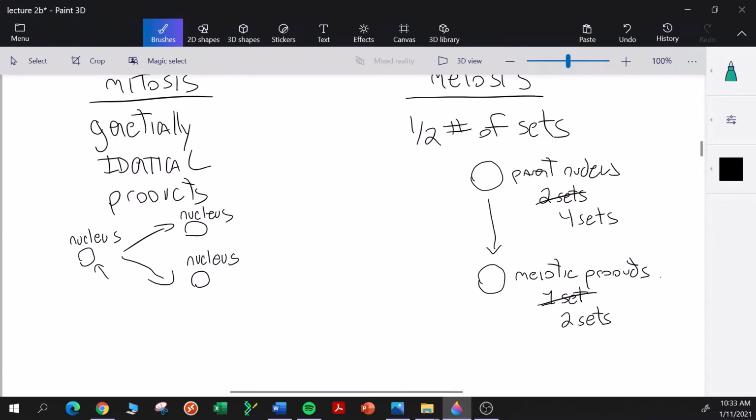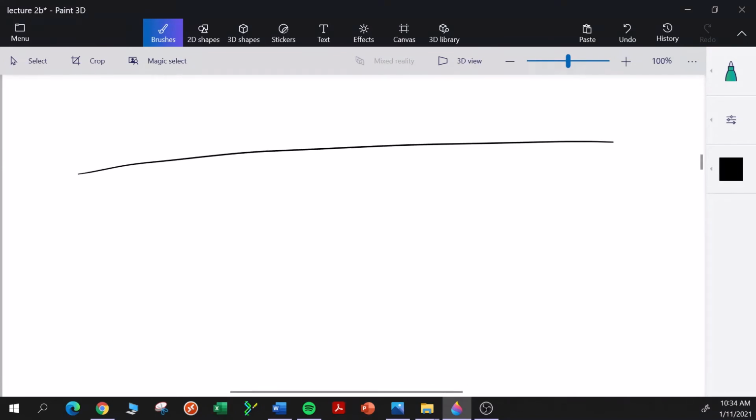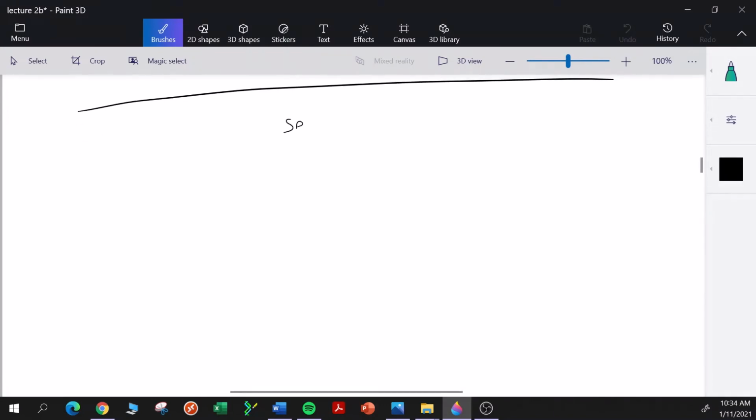Now, that's a huge difference, right? Mitosis makes genetically identical products. Meiosis makes products with half the number of sets. And so we're going to learn a lot about how meiosis produces products with half the number of sets of the parent nucleus. And an important thing to remember is that these sets must be complete.